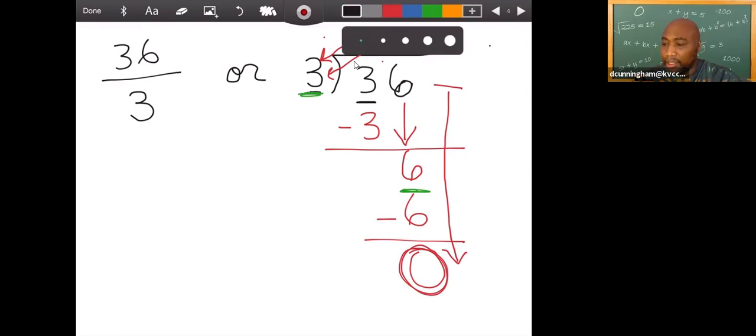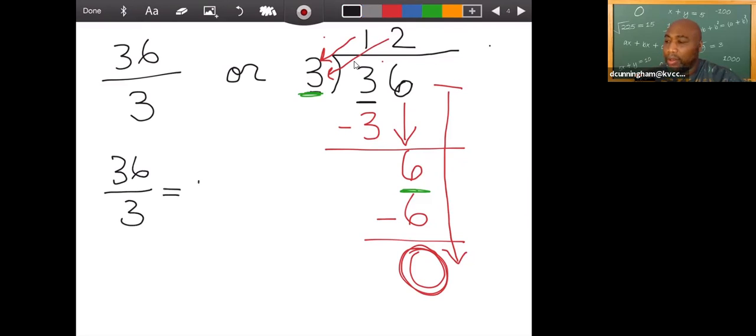So a couple ways you can look at this. You can say 36 over 3 is equal to 12. And then you can circle this. That's one way. Or you could do it this way. You can actually use the long division, and this answer would be 12.